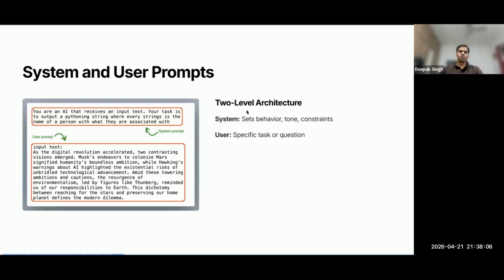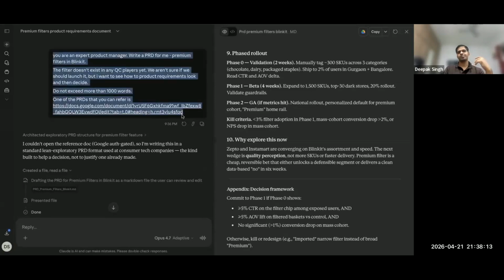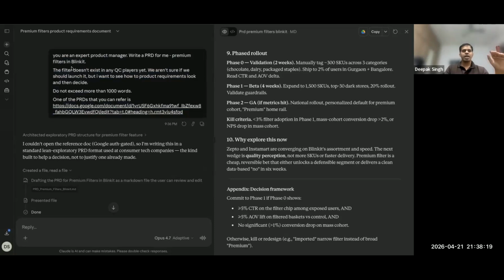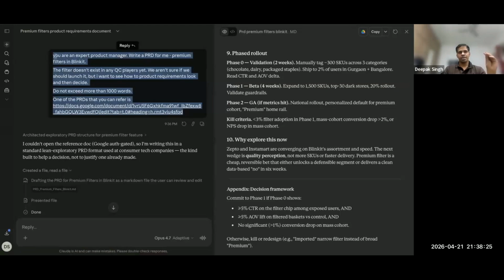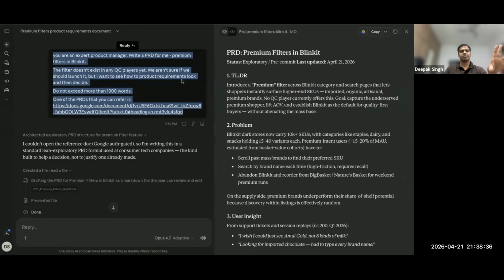Okay. So the user prompt is what I just wrote. This is the user prompt. And when this is going to Anthropic servers, a large system prompt is getting attached to whatever I wrote. So this gets attached to the Claude system prompt. And then whatever you see here comes out of that entire thing.